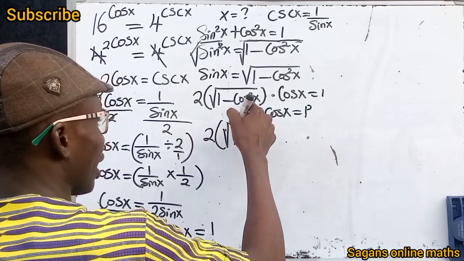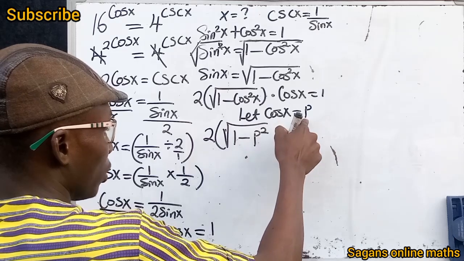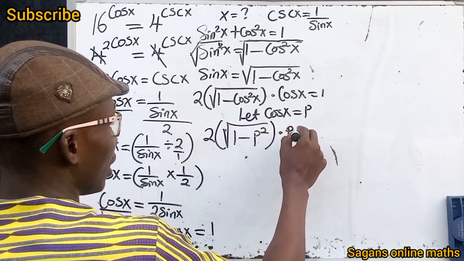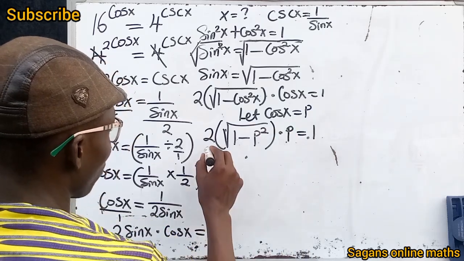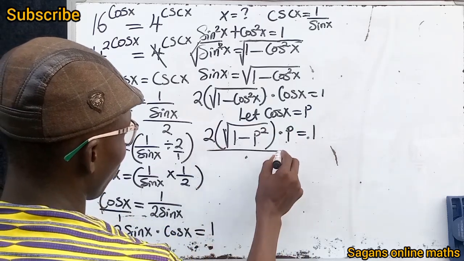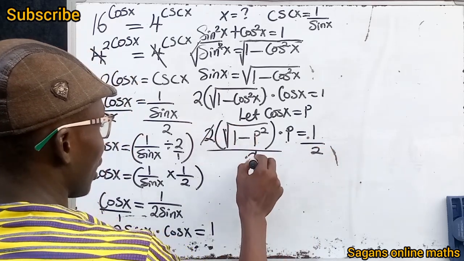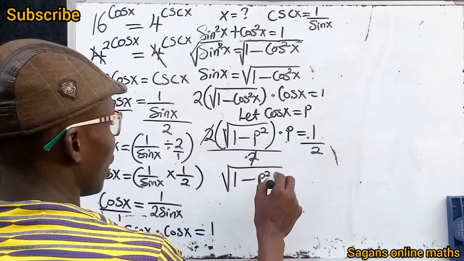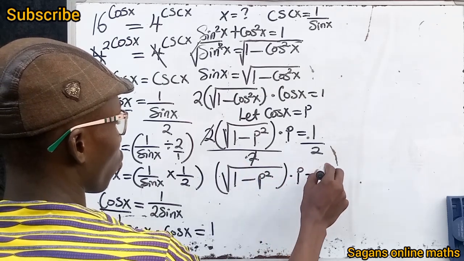Okay, we have the square here, so cos square x. All this now is p, so you have p square, then multiplied by p equals to what? 1. All right, let's divide both sides by 2. If we divide the whole of this by 2, the 2 cancels out from here. We now see the square root of 1 minus p square, multiplied by p, is equal to 1 over 2.